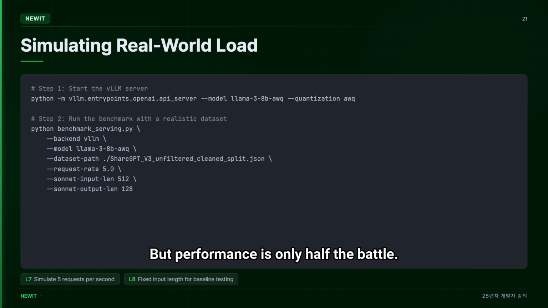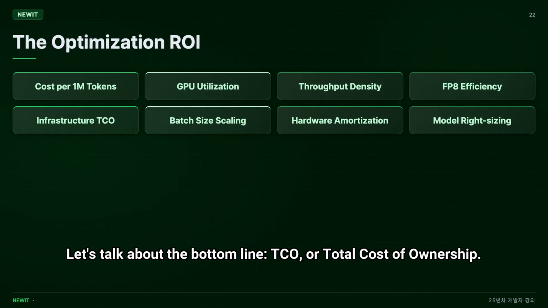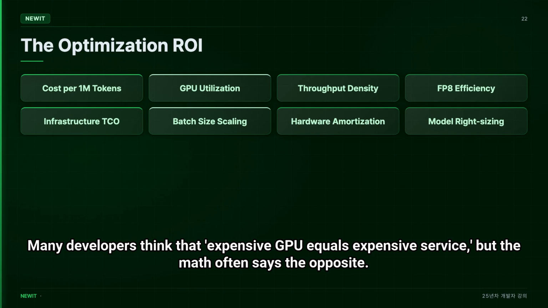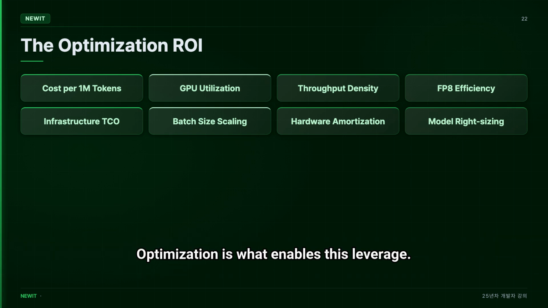But performance is only half the battle. At the end of the day, someone has to pay the bill. Let's talk about the bottom line, TCO, or total cost of ownership. Many developers think that expensive GPU equals expensive service, but the math often says the opposite. For instance, an H100 might cost 3 times as much per hour as an A100, but if its FP8 support and memory bandwidth allow for 5 times the throughput, your cost per 1 million tokens actually drops significantly.